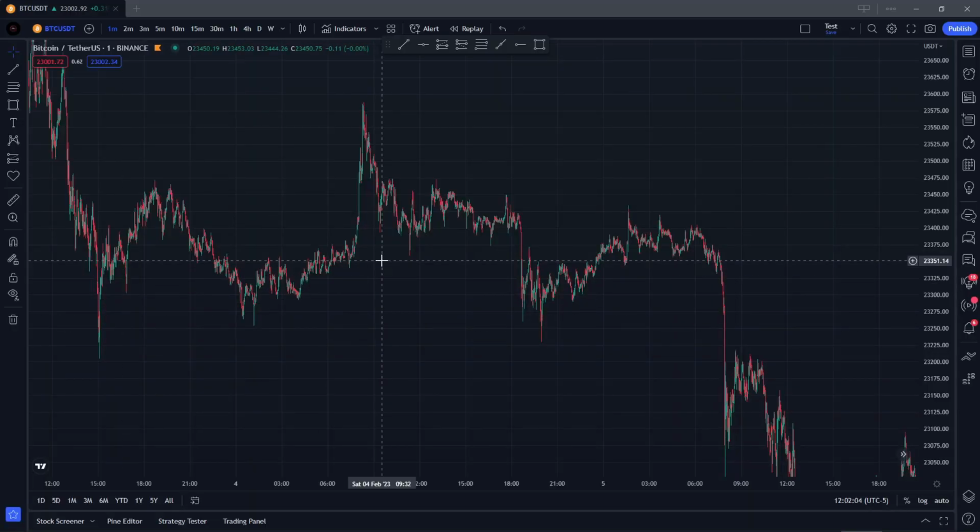Alright, welcome back everybody. Today we have a sick new trading indicator strategy for you. It's super dirty. It's on the 1 minute candles. Should be able to make you some quick scalping profit.